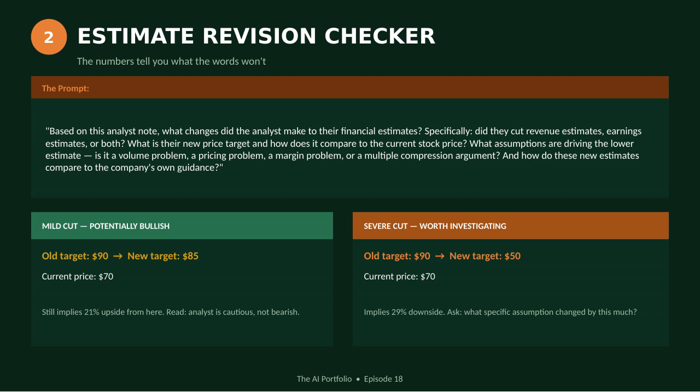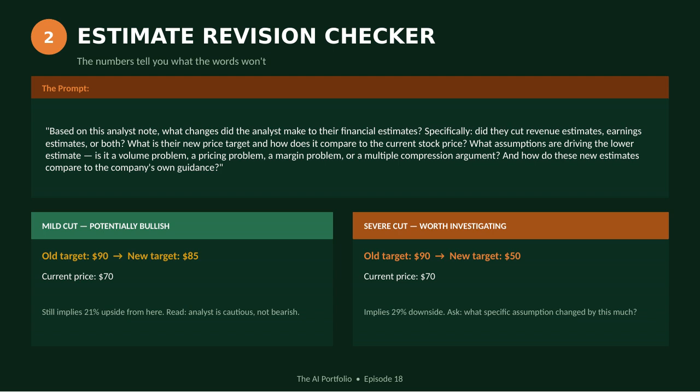Use this prompt. Here is an analyst note downgrading company X. Identify the single core reason for the downgrade. Is this a change in the company's fundamentals, a valuation concern, a macro headwind, or a change in competitive dynamics? Then tell me, is this new information the company has disclosed, or is it the analyst's own interpretation of existing data? Finally, what specific metric or event triggered the change in view?